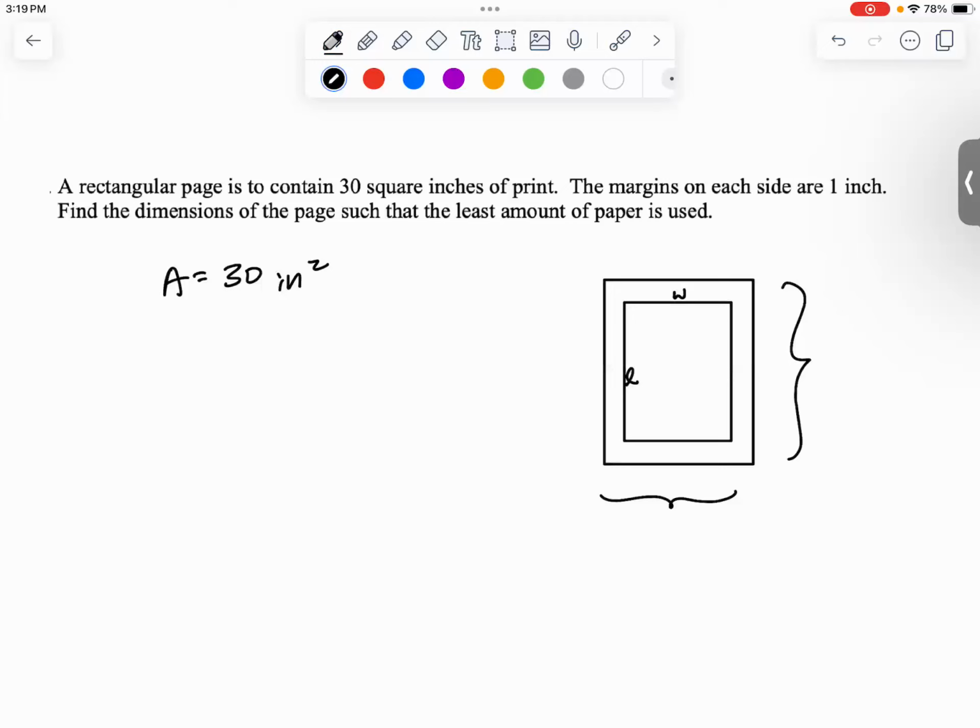So we can say, wait, hold on. Actually, no, my bad. This should be 30 square inches of print. So this would be 30 square inches. And then the margin of each side is 1 inch, and we want to find out the actual dimension. So that means W plus 2 times L plus 2, it's equal to 30. Okay.